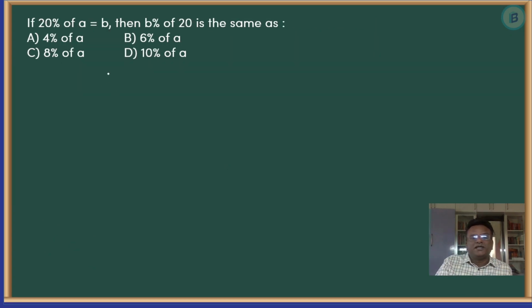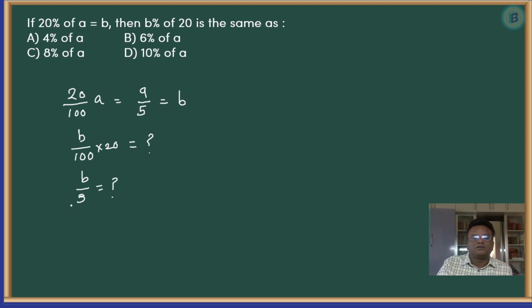If 20% of A is equal to B, then B percent of 20 is the same as. Okay, now see this 20% of A. So that is 20 divided by 100, which is A by 5. Then B percent of 20 is B divided by 100 into 20. So let us do this. So this is basically B divided by 5, right?